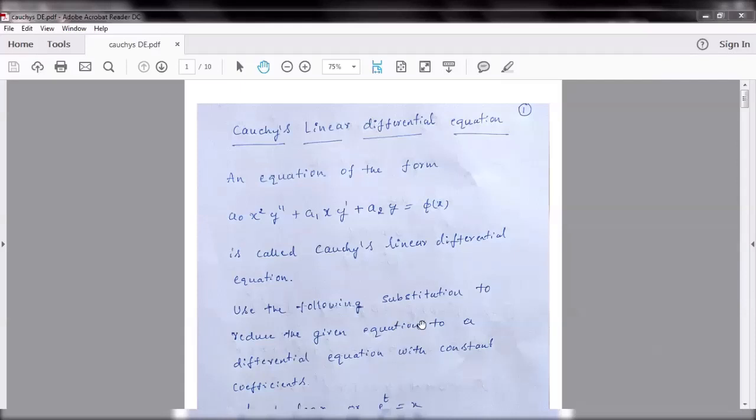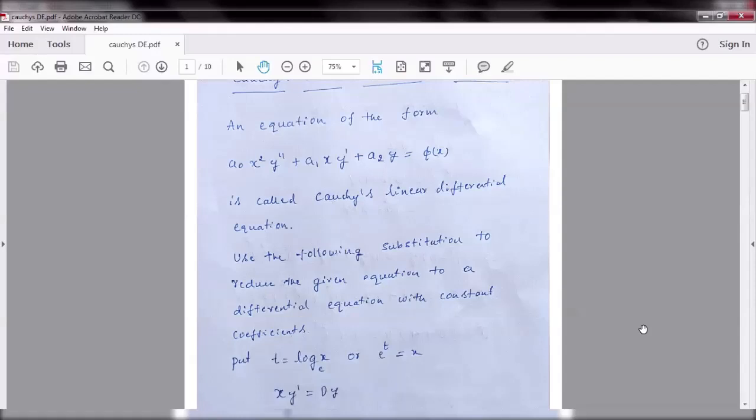So we'll use the following substitutions to reduce the given equation. Here, x² y'' and x y': this x² and x are called variable coefficients. We'll use the following substitution to reduce these variable coefficients into constants. That is, t = log x to base e, or e^t = x.